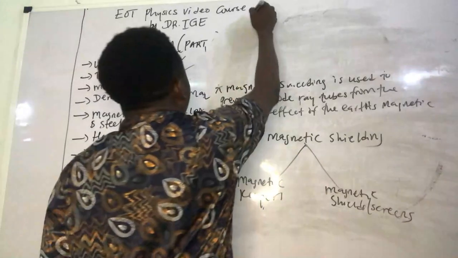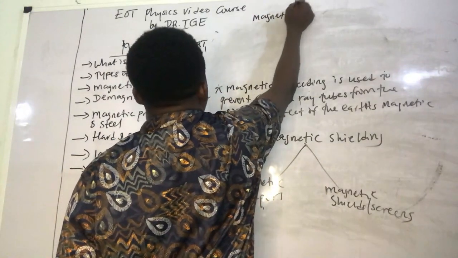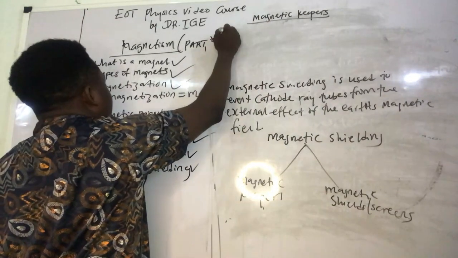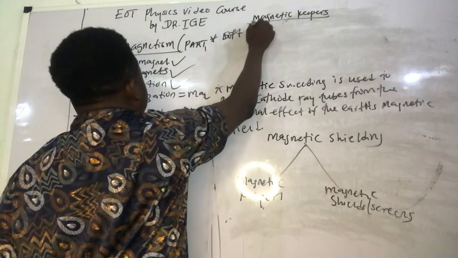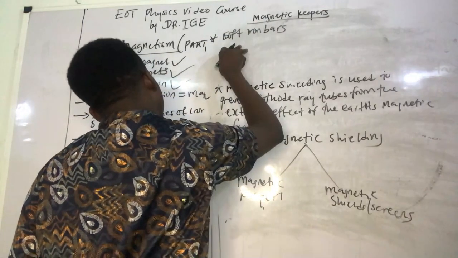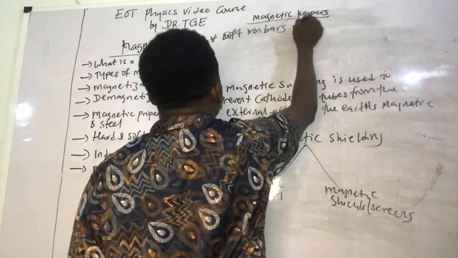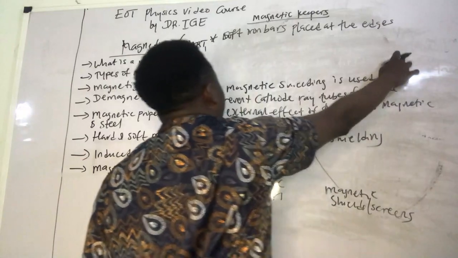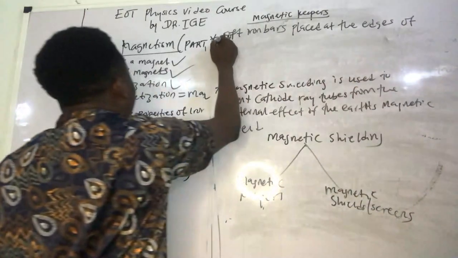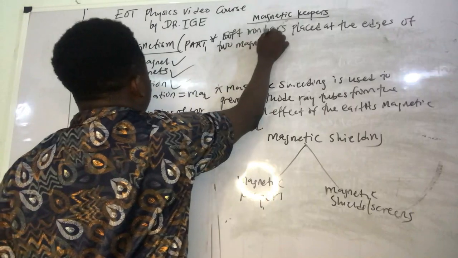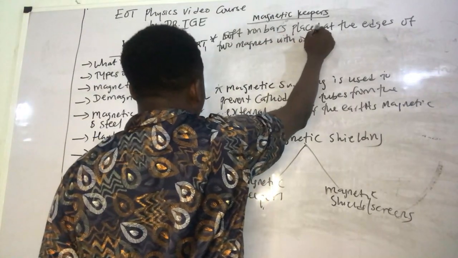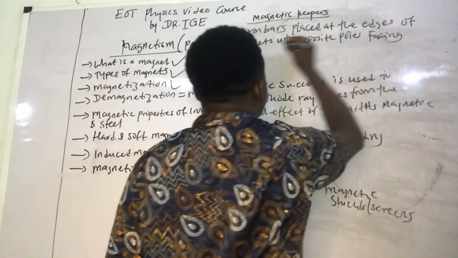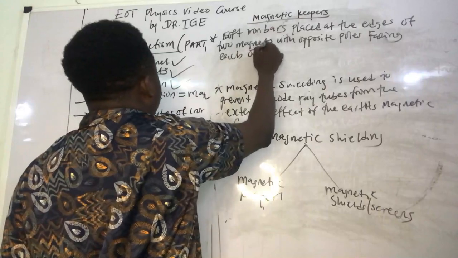Now there are some things you should note here first. If you are using magnetic keepers, just know that magnetic keepers are soft iron bars. Do you understand? And they are placed at the edges. Please take note, edges, not middle. Edges of two magnets with opposite poles facing each other. Do you understand?